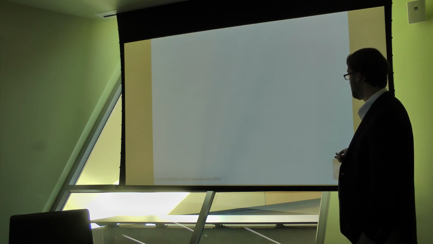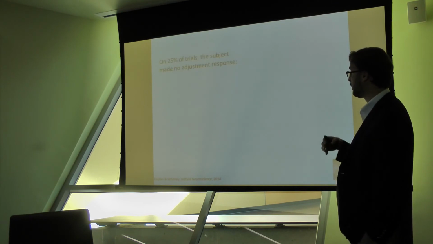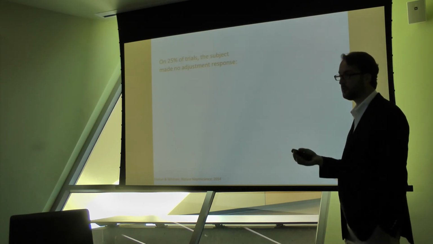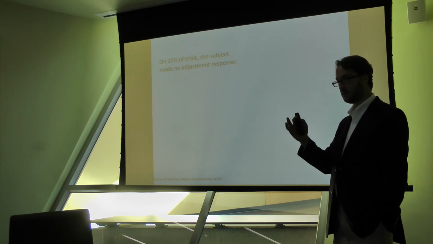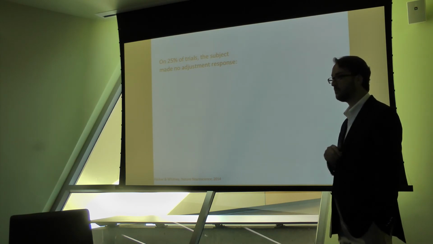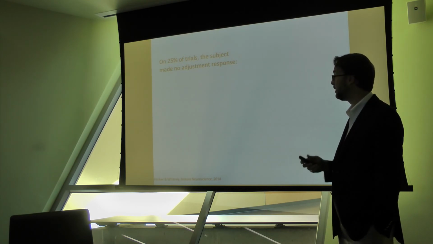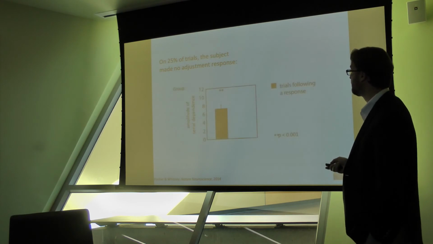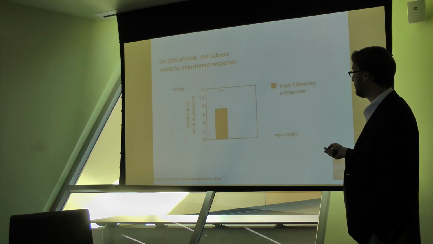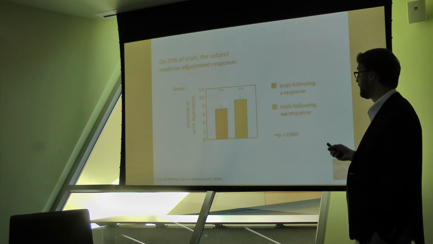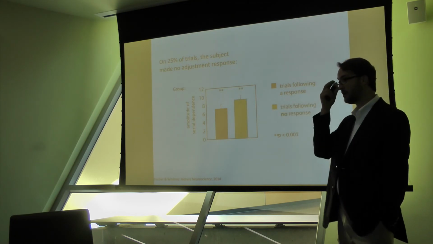So what Jason Fisher did was remove the requirement to make a motor response. On 25% of the trials, subjects just watched the display. They didn't make any judgment. They didn't make any kind of matching response. What he found, replicating the first experiment, is that after a response, there was strong serial dependence. When there was no response on the previous trial, there's still serial dependence. So the response itself is not necessary.